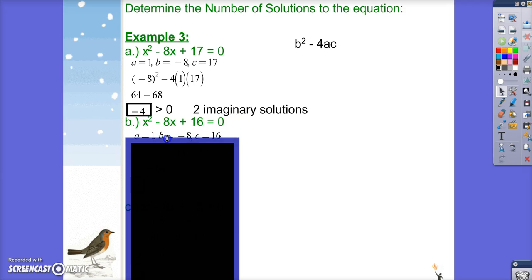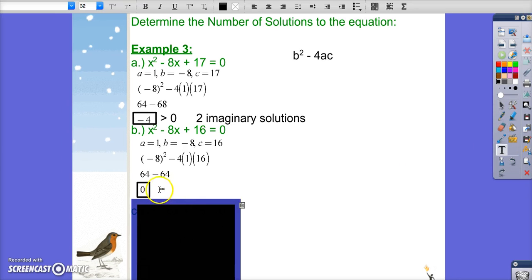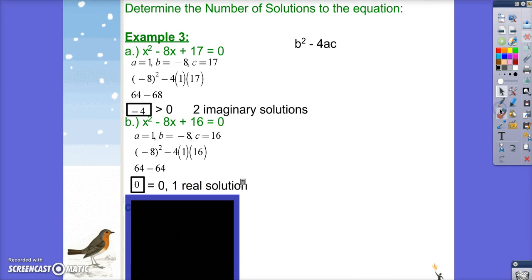Let's look at another problem. x squared minus 8x plus 16 equals 0. Here's my a, b, and c. And I simply plug it into b squared minus 4ac. 64 minus 64 is 0, so my discriminant is 0. If I look back to my chart, 0 equals 0, so it's one real solution. You saw it before, when we did the quadratics, we figured that out as well, but we actually found the answers to the solutions. Here the discriminant is shorter because it's just telling you how many of each type. It's not giving you the actual answers.